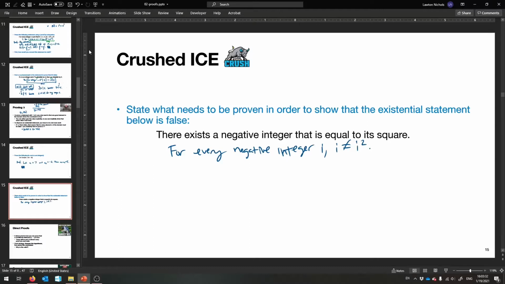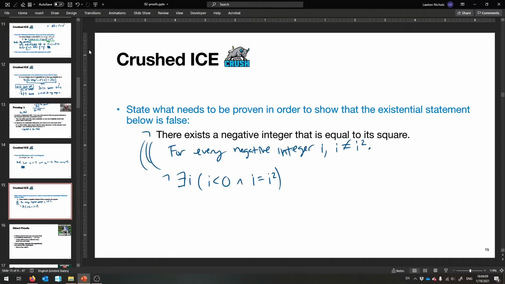And if that jump doesn't make sense to you, you can be very methodical about it. Here's how you can do it. This first thing is equivalent to, and we're trying to negate it, remember, negating there exists a negative integer, let's call it I. So there exists an I, it's negative, so I is less than 0, and it's equal to its square, I equals I squared.